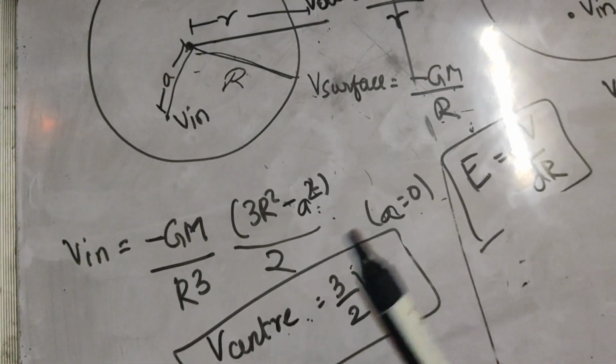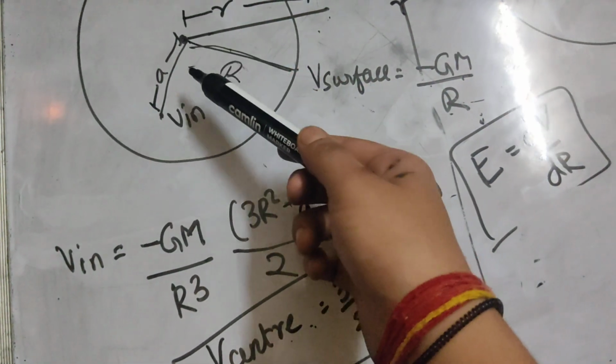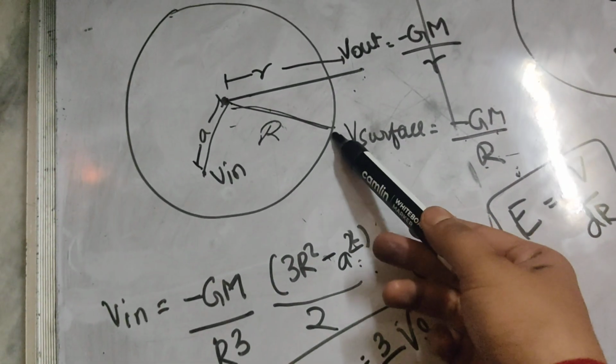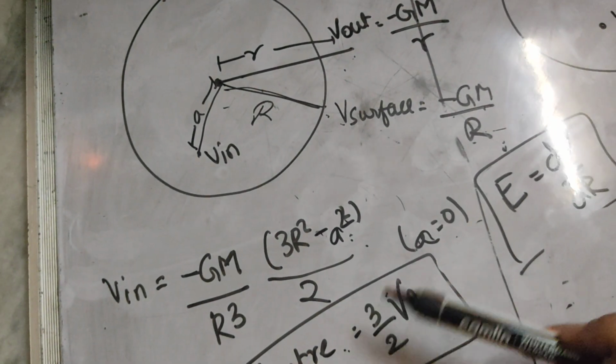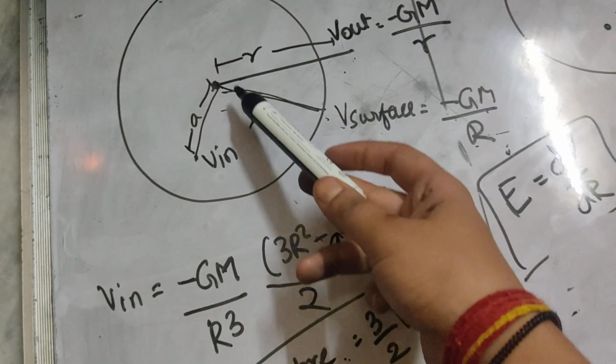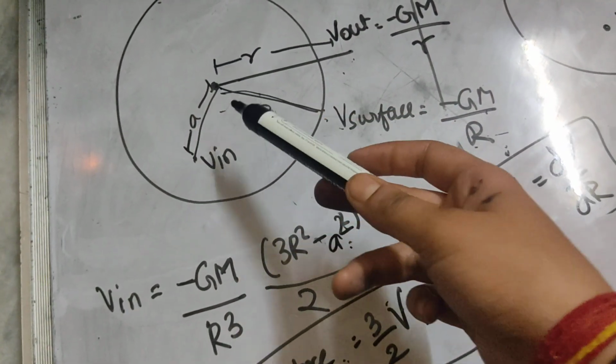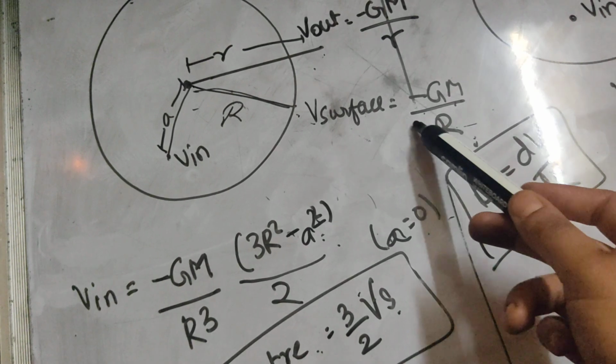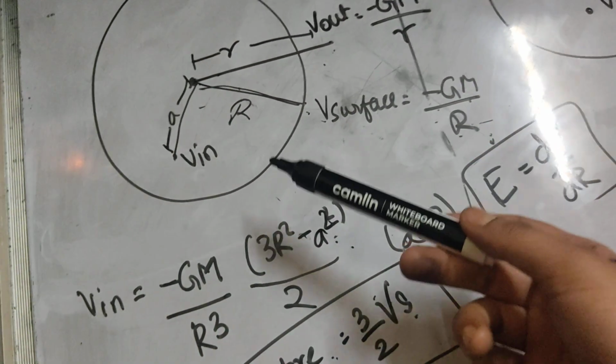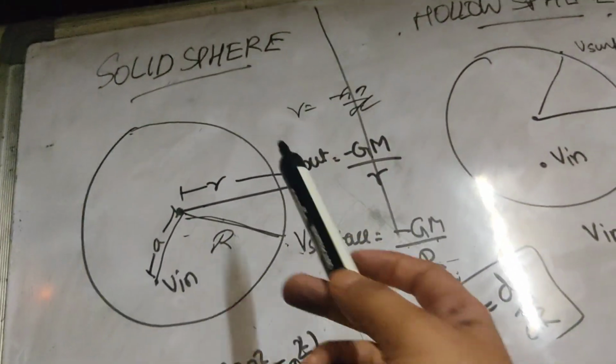Okay, easy. So at the center the potential is greater than at the surface, because 3 by 2 is 1.5. So at the center the potential is 1.5 times more than the potential at the surface of a solid sphere.